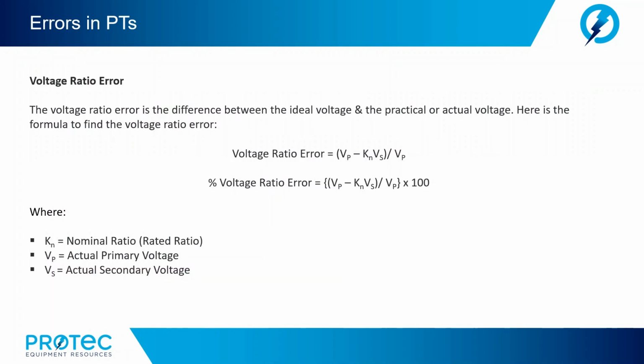Okay, another error is the voltage ratio error. The voltage ratio error is the difference between the ideal voltage and the practical or actual voltage. And here is the formula to find the voltage ratio error, where K sub n is the nominal ratio, the rated ratio, V sub P is the actual primary voltage, and V sub S is the actual secondary voltage.